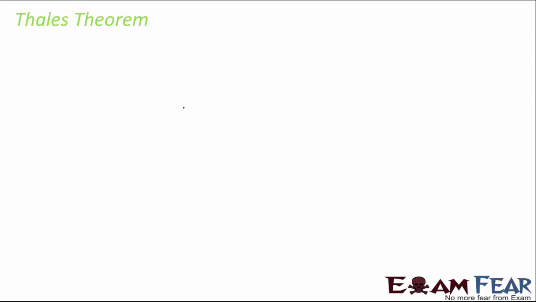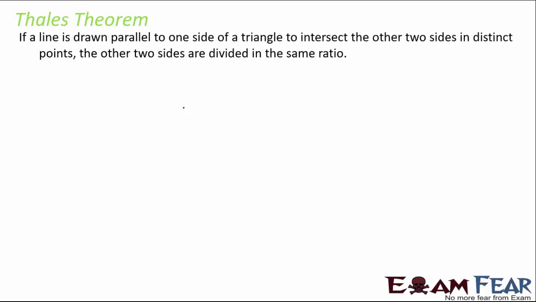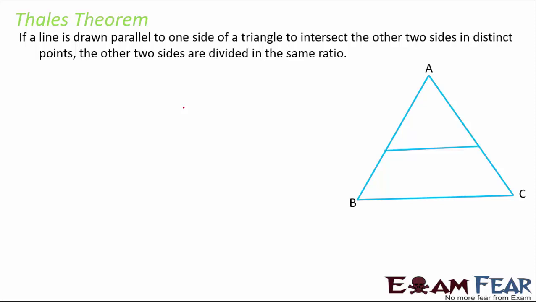The first being the Thales theorem. So Thales theorem states that if a line is drawn parallel to one side of a triangle, let's start drawing it simultaneously. So we have a triangle ABC. If we draw a line parallel to one side of a triangle to intersect the other two sides, that is AB and AC, in distinct points, that is D and E. So that means DE is a line which is intersecting AB and AC at D and E, and this is also parallel to BC. So in such a case, the other two sides are divided in the same ratio. That means AD by DB is equal to AE by EC. So this is Thales theorem.